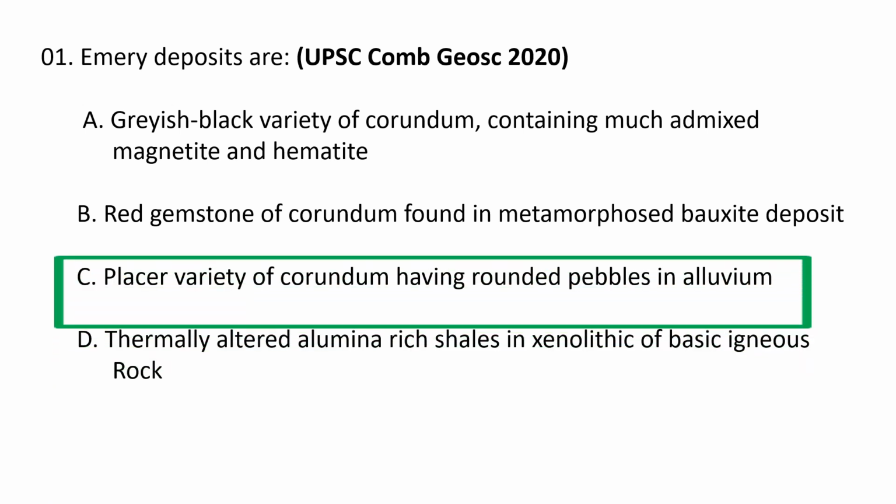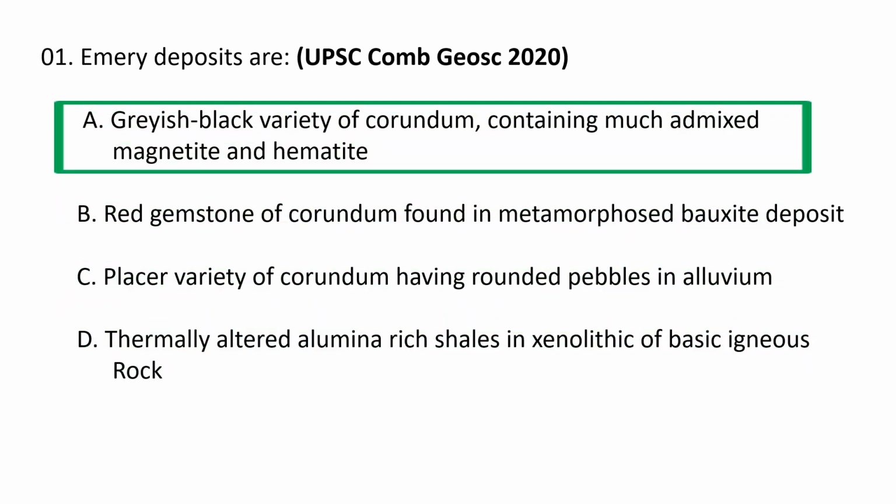they are the greyish black variety of corundum containing much admixed magnetite and hematite. Emery or corundite, it's a dark granular rock. It is used to make an abrasive powder. It largely consists of corundum, that is aluminum oxide, mixed with other minerals such as the iron-bearing spinels, hercynite and magnetite, and also rutile or titania. So Emery deposits are greyish black variety of corundum. A is the correct answer.